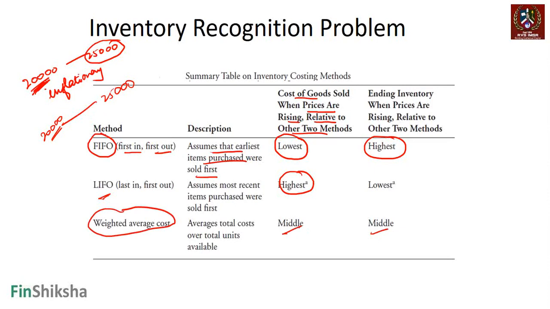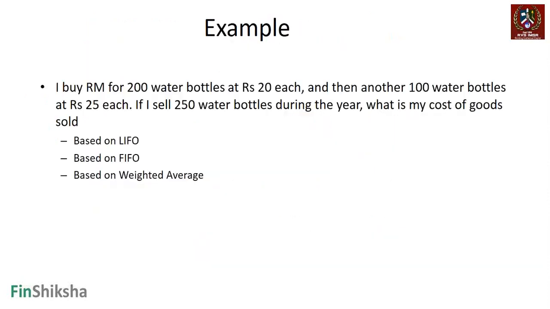What came in first goes out first. Simple method, no complications, simple assumption around it, right? That's what we do for the inventory recognition problem. Let's take an example. I buy raw material for 200 water bottles at 20 rupees each and then 100 at 25 each. If I sell 250 water bottles during the year, what is my cost of goods sold? Right? Based on LIFO, based on FIFO, based on weighted average.